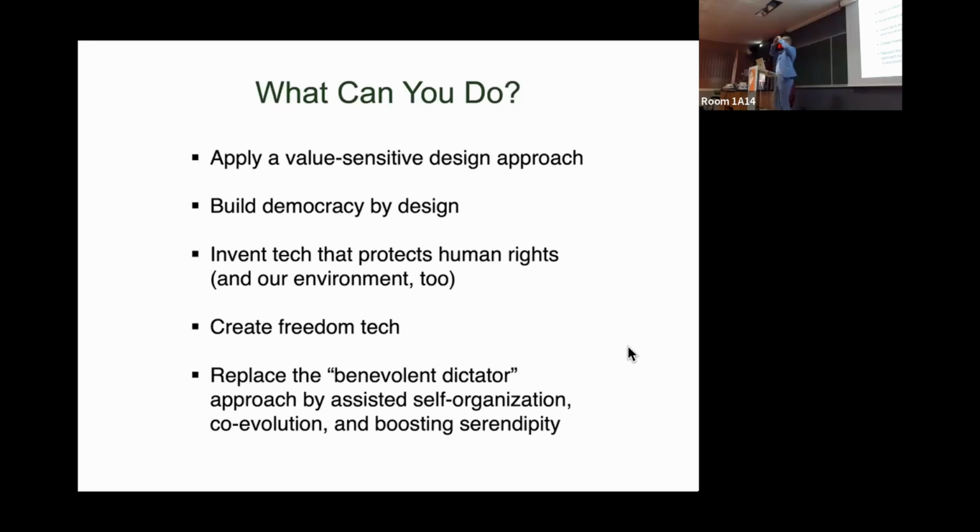Replace the benevolent dictator approach, where we're going to optimize the entire system and impose the one very best solution on the world, no matter whether people like it or not. Of course, in an evolving system, there's not just one solution. It's really the root of totalitarianism, the idea that you could optimize society. So get rid of this idea of the benevolent dictator and replace it by assisted self-organization, co-evolution, and boosting serendipity.